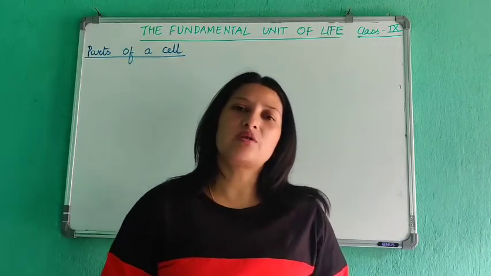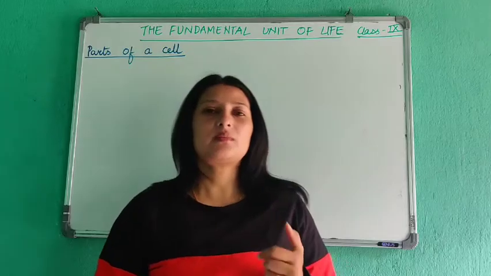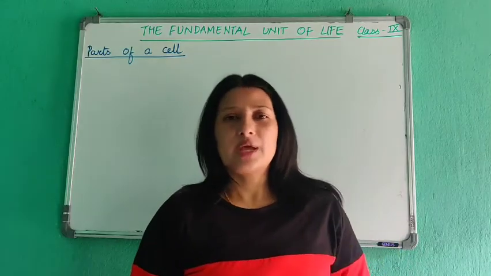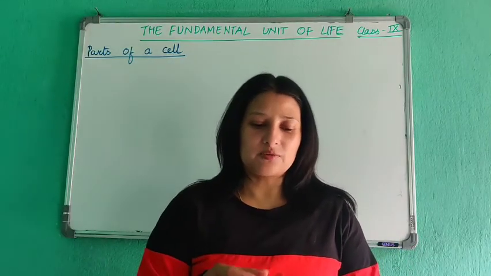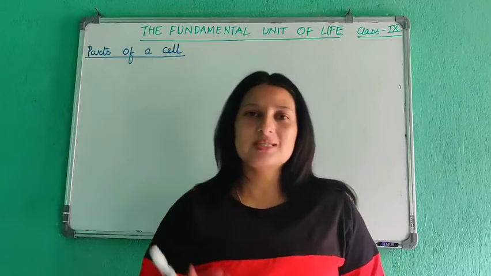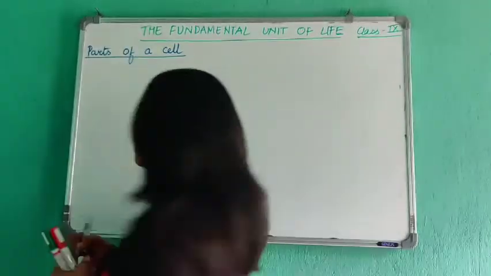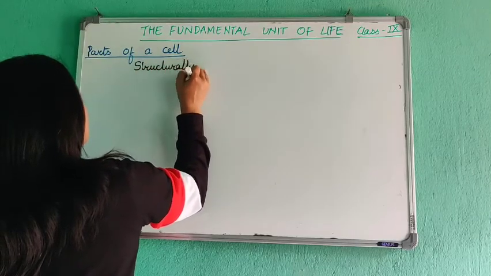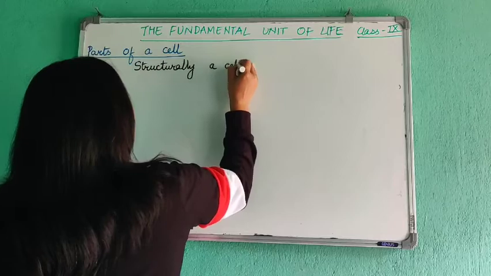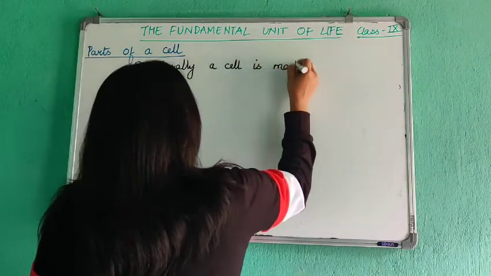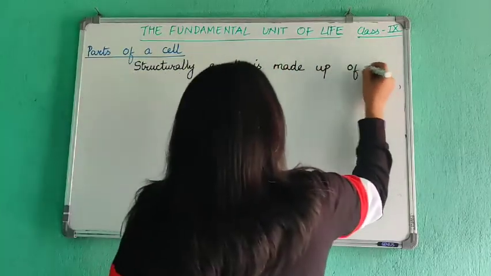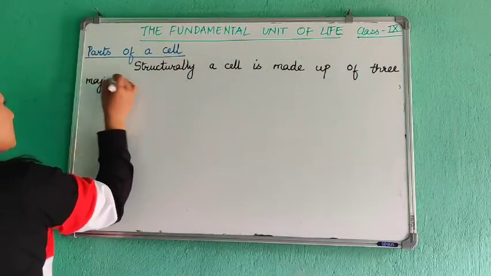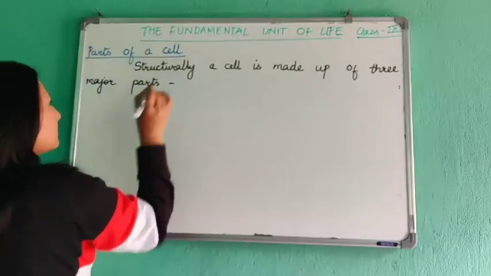So after the development of compound microscope, it was possible to study the parts of a cell. So when a cell was observed under a microscope, it was seen that the cell has three major parts. So structurally, a cell is made up of three major parts. Okay, three major parts. Now what are those parts?